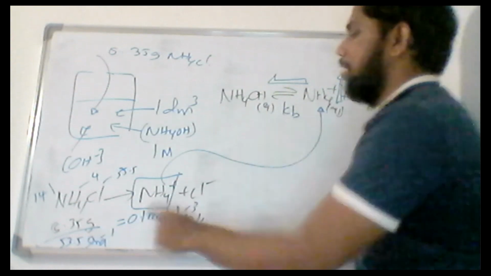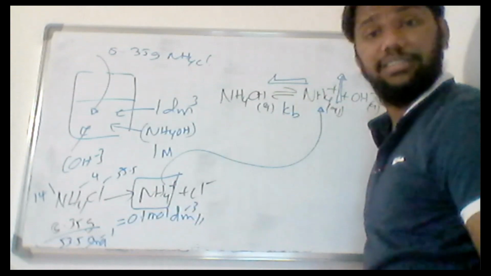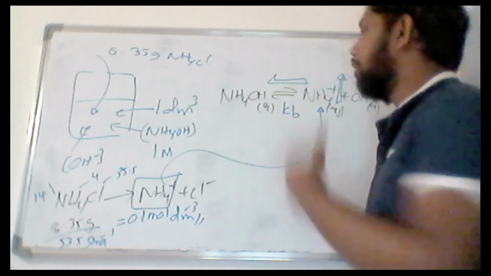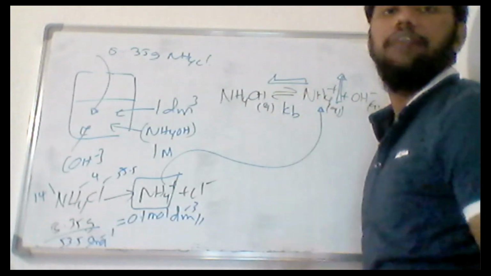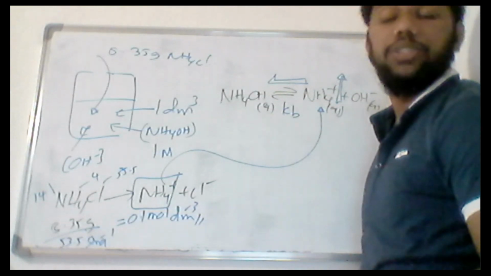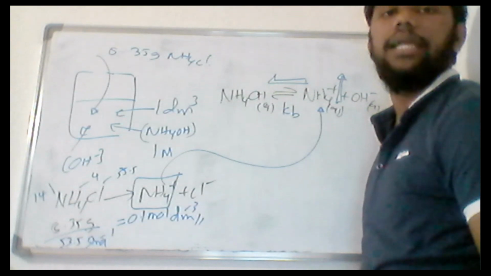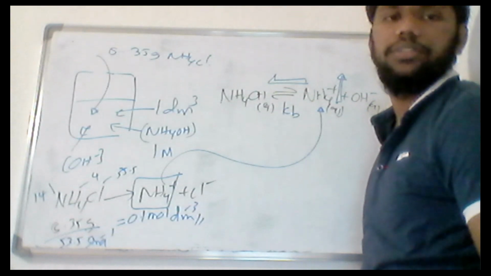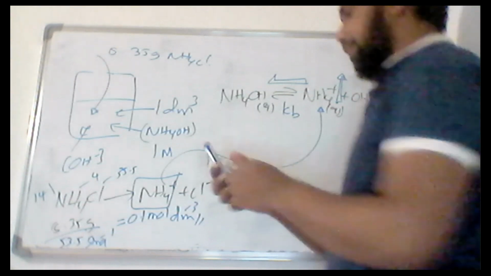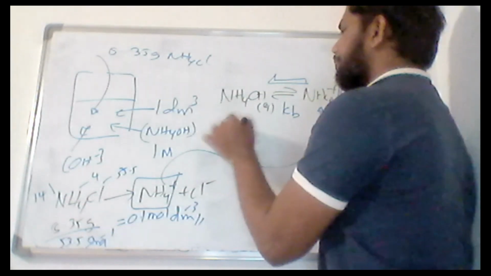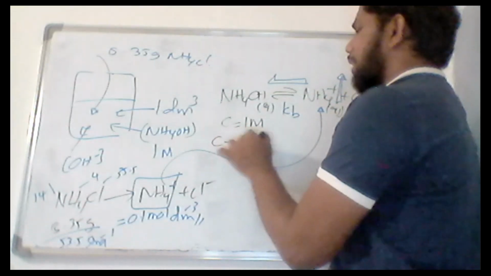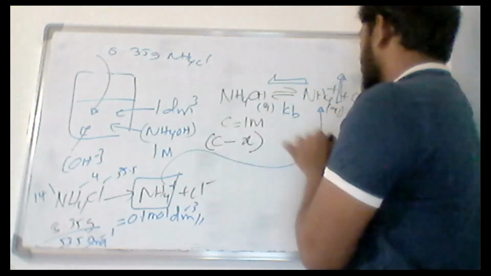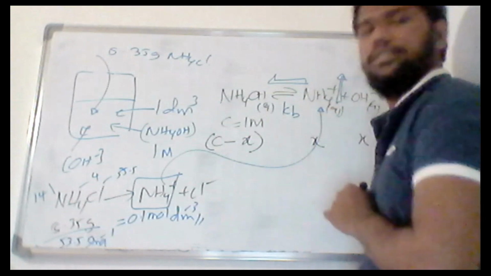Because of the common ion effect of NH4 plus. Okay, so now for this particular equilibrium, we have to put the Kb equation to get the concentration of OH minus. Here we know the initial concentration C, that is 1 m, and finally this should be C minus X, this should be X, and this should be X.